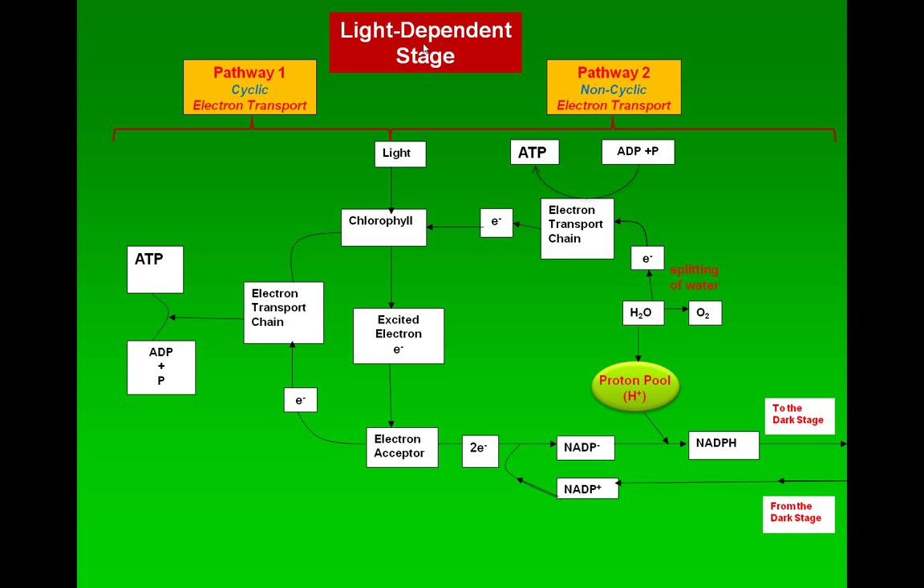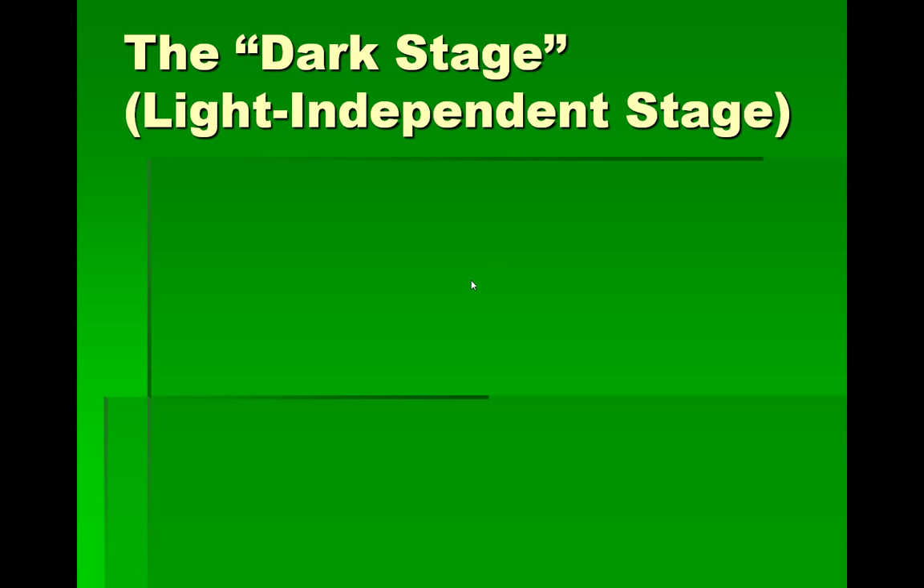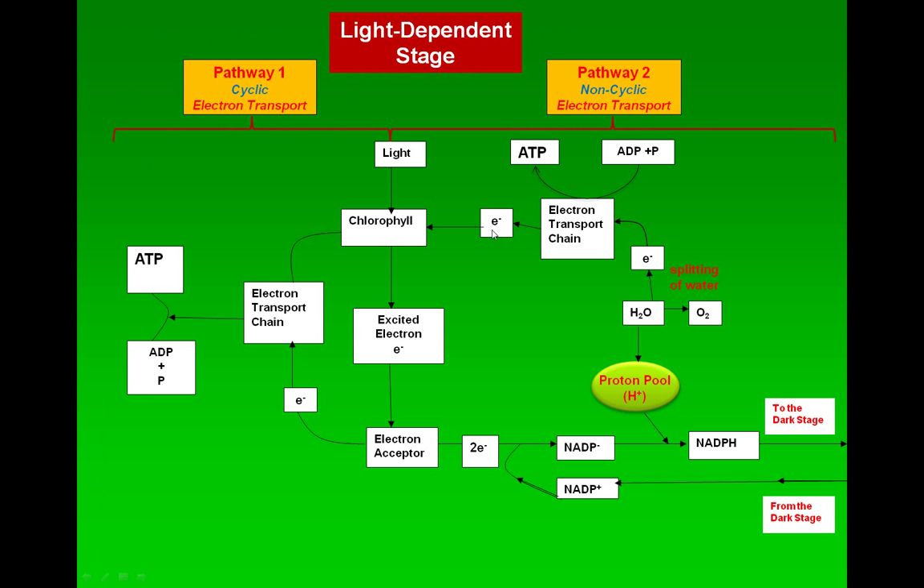So if we look at the summary then, overall, if we're looking at the light-dependent stage, we're looking at ATP being generated, we're looking at NADPH being generated, we're looking at oxygen being generated. So they're the 3 products of the light-dependent stage.